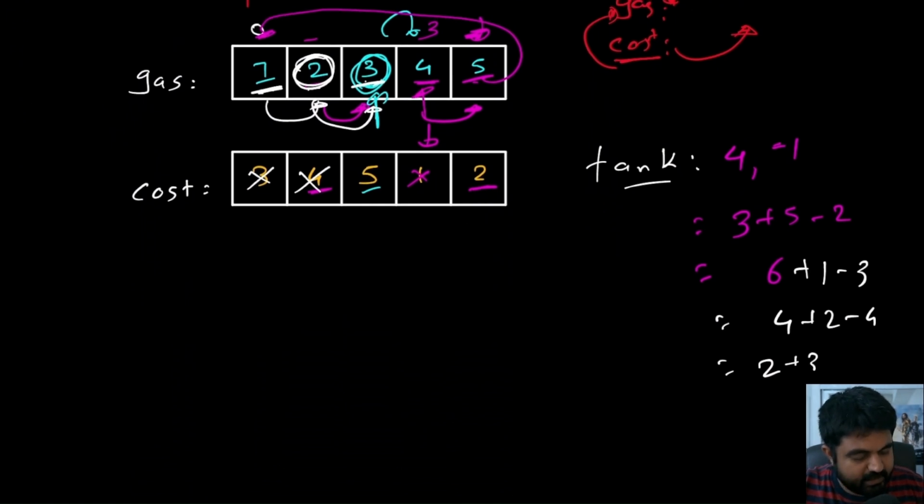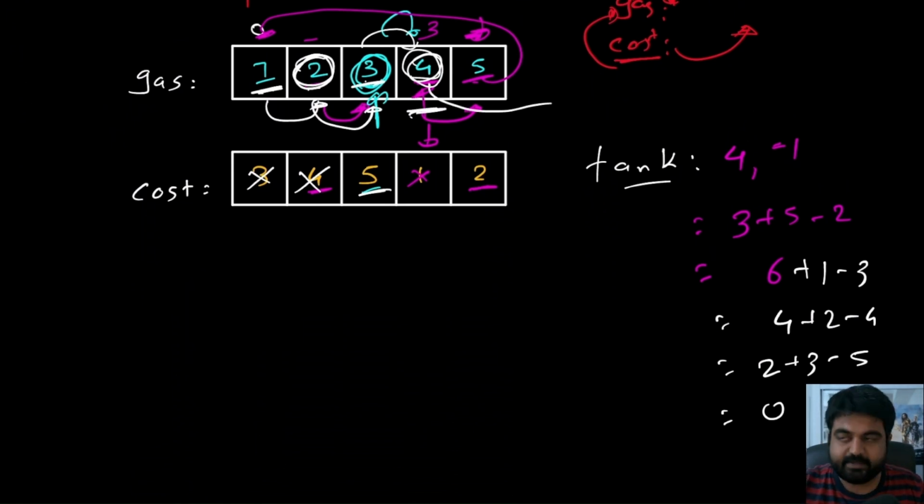So 2 plus 3 minus, if we have to reach the next, which is where we started, it's going to be 5. So 2 plus 3 minus 5 is going to become 0. So basically we would be able to reach unit number 4, and this is going to be the starting point if we were to complete the whole circuit. So we'll need to return the index position, so we can return 3 as the answer over here.